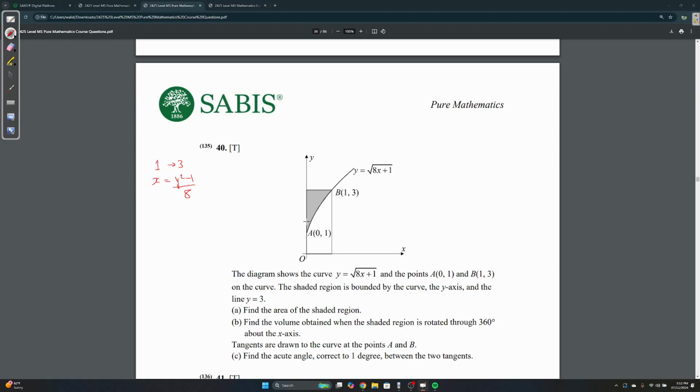Please don't forget, there's no two curves. You're just looking from here to here, right? Very easy. This line here is just the bound. It's the bound, y equals 3. Okay, it's the bound, so you won't consider it as another curve.